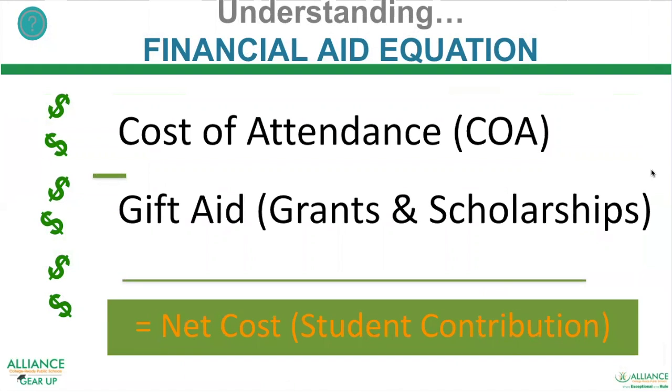So it's the cost of attendance, COA, and then gift aid, which is the grants and scholarships, which then equals net cost or the student contribution. So cost of attendance minus gift aid, you're left over with the net cost. Net cost is the amount of money that the student will have to pay out of pocket. So student or family will have to pay out of pocket.